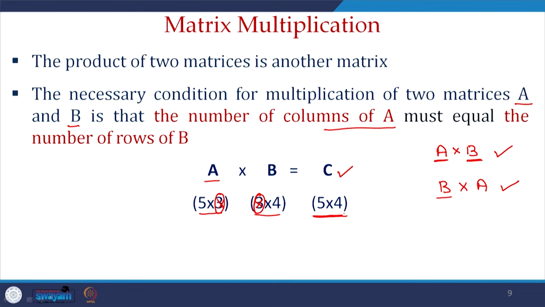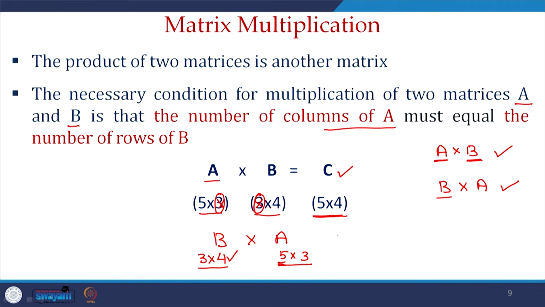So, if I ask what B into A will be, B is of size 3 by 4, whereas A is of size 5 by 3. Here the number of columns in B is 4, and the number of rows in A is 5.